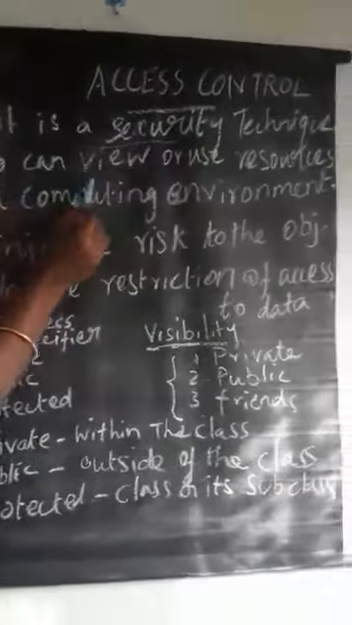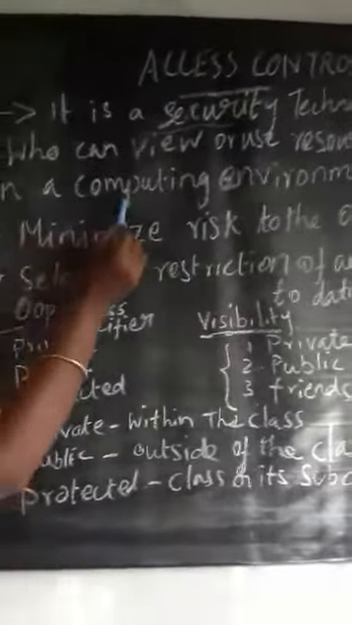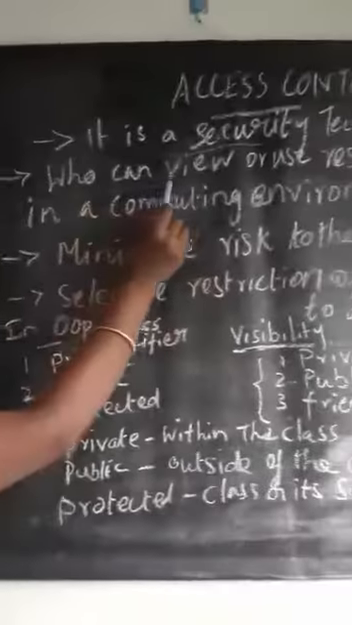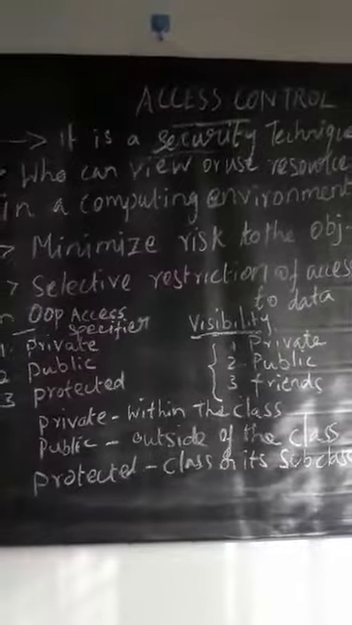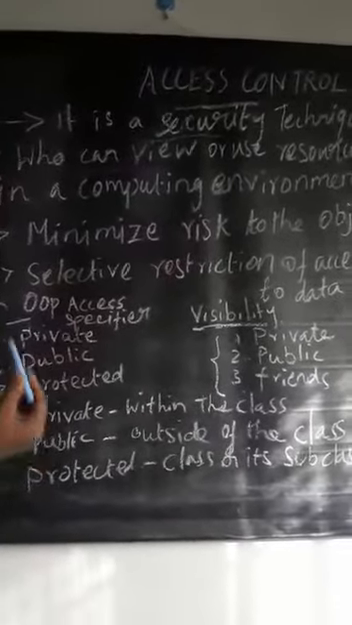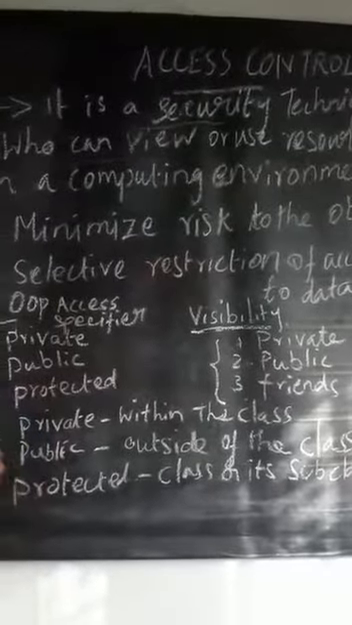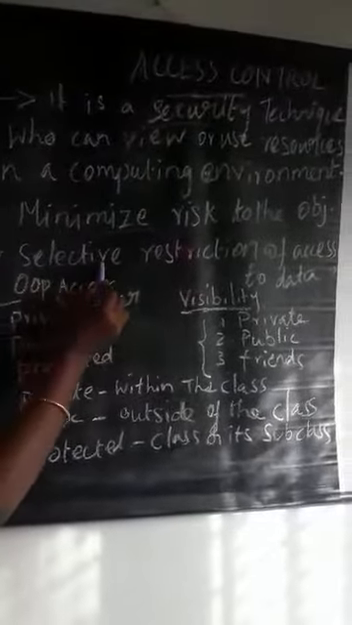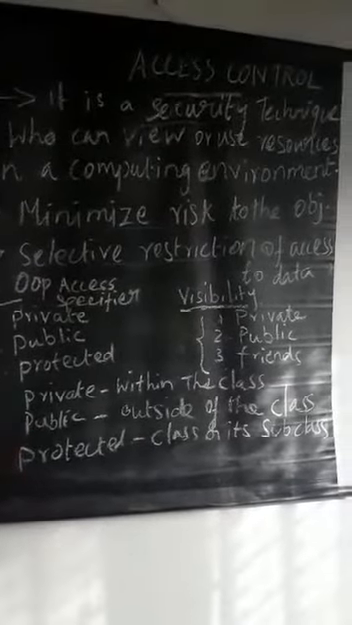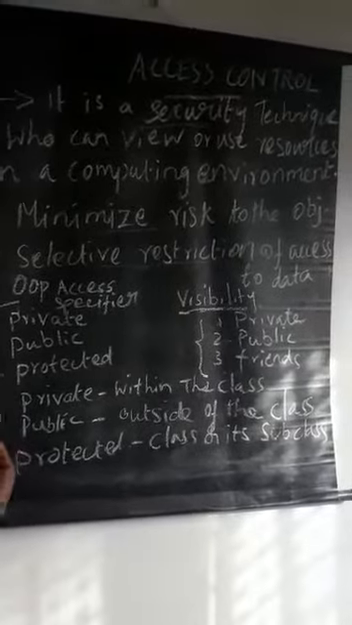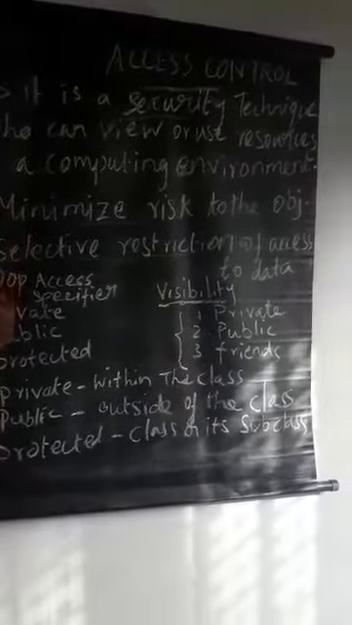It decides who can view or use resources in a computing environment. Next, it minimizes risk to the object. Next, selective restriction of access to data. This is about access control.